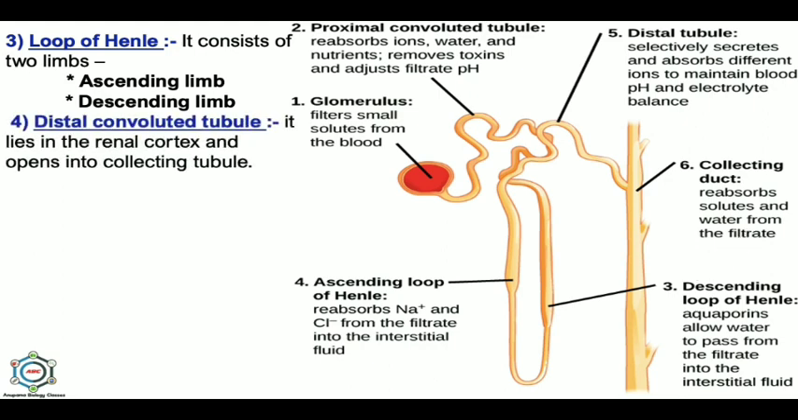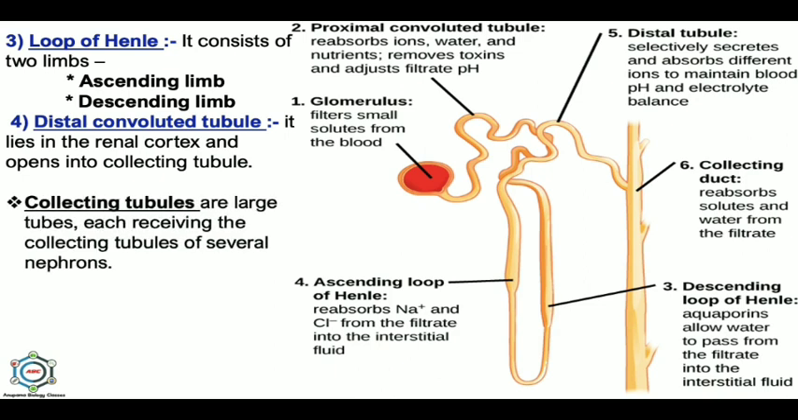Now the distal convoluted tubule, that is DCT. It lies in the renal cortex and opens into the collecting tubule. It has the juxtaglomerular apparatus, which is a special sensitive region formed by cellular modifications which plays a role in the regulation of glomerular filtration rate.